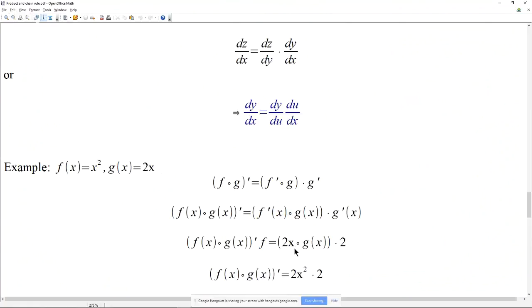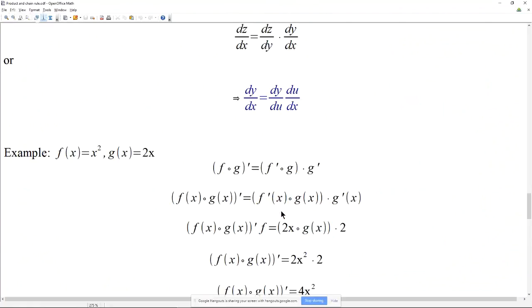But on this side, what we did was take the derivative of x squared. What's the derivative of x squared, which we already know? 2x. We already have that memorized. Composite g of x. And here, what's the derivative of 2x? Just 2. Exactly. So we end up with 2x squared times, how do I get this? Oh yeah, I'm sorry.